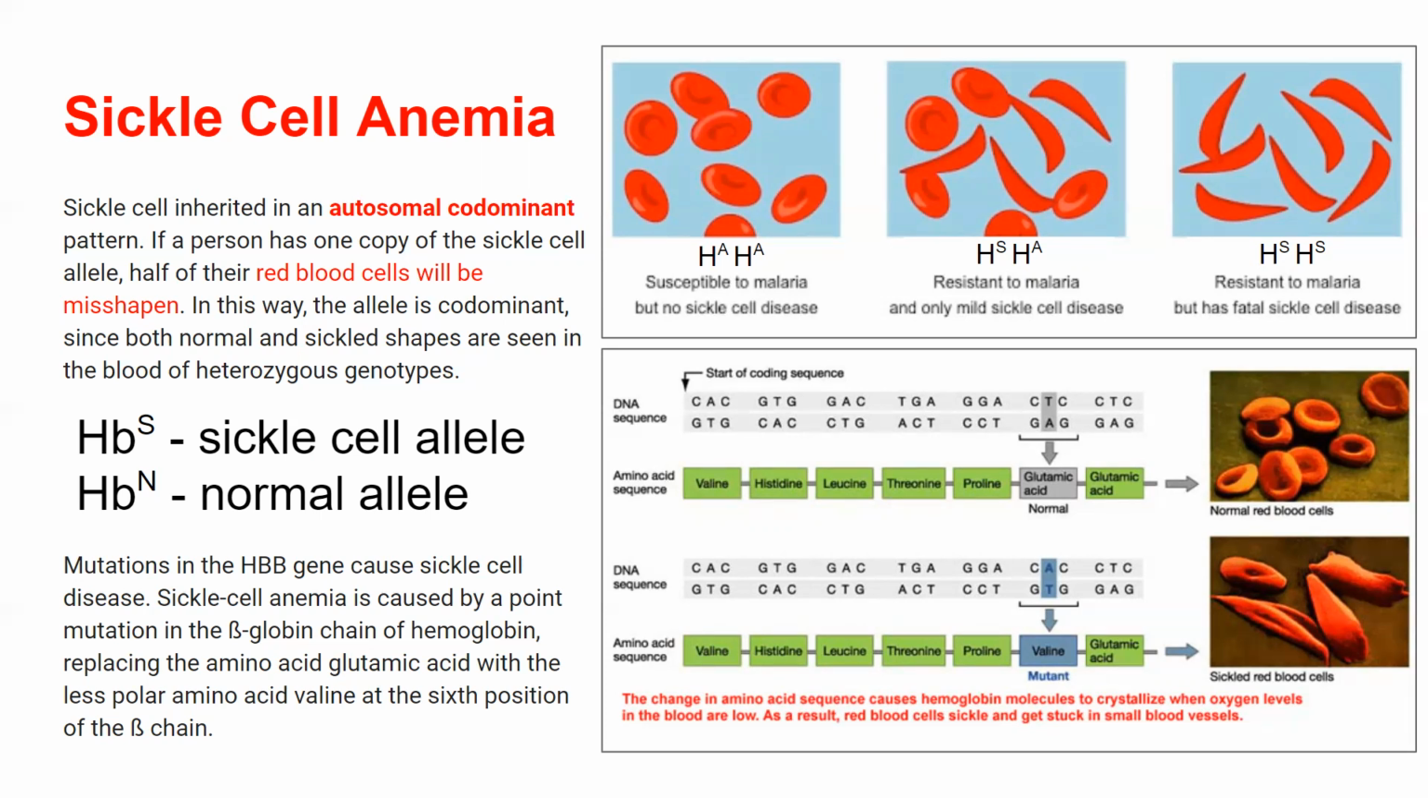Yes, so this is an interesting one. Because like we said, this is codominant. So look at your heterozygous. Your heterozygous, you have sickle and normal. So it's not as bad, right? You have sickle and normal.